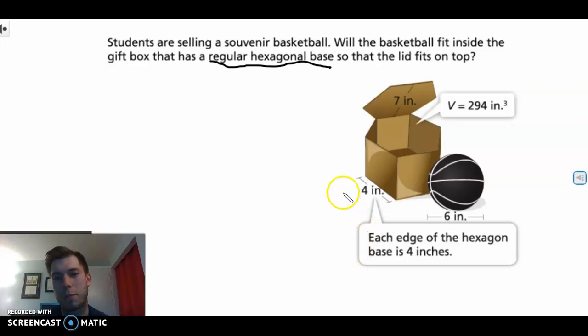So from this problem, we already know that the length of the box, going from one end of the hexagon to the other end, is 7 inches. Well, 7 inches is greater than the diameter of this basketball, which is 6 inches. So we know that it would actually fit into the box where it's not going to need to be forced in there. But now we want to make sure that the lid fits on top. So in order to do that, we are going to need to figure out what the height of this hexagonal prism is going to be. And hopefully, if it's greater than 6 inches, then we should be good.